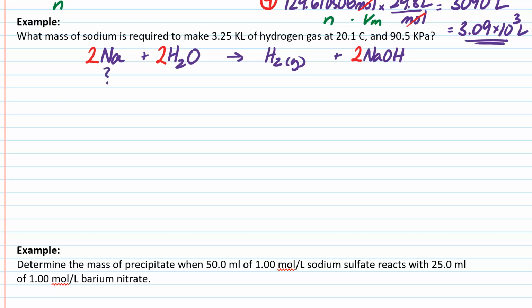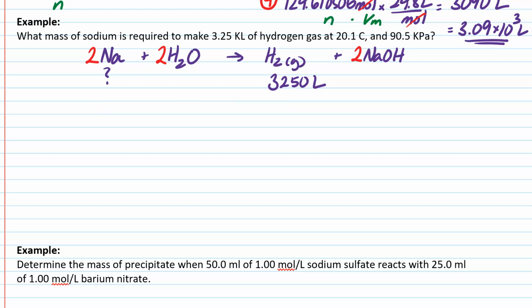We want to figure this out in order to make 3.25 kiloliters of hydrogen gas. So we know we want to make 3.25 kiloliters, or 3.25 times 10 to the 3 liters, or 3,250 liters of hydrogen gas. So if I have liters, that's volume. In order to relate that amount of hydrogen to sodium, I need to convert the hydrogen into moles, because I always relate moles to moles. That's how I relate amounts, moles to moles.